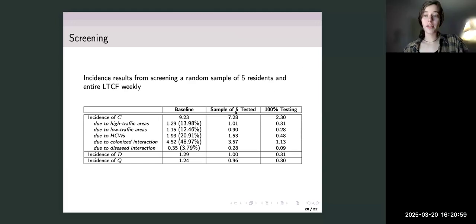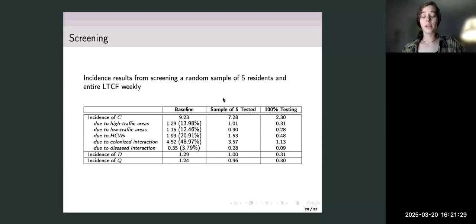One of the last mitigation strategies we looked at was screening. So, if you remember from the heat map Natsuka showed us, the antisociality parameter had a pretty big effect on the transmission of the disease in the long term care facility. So, we were interested in that. And we also know that a lot of the disease transmission is coming from our colonized residents. So, we decided to test the idea of screening on our long term care facility.